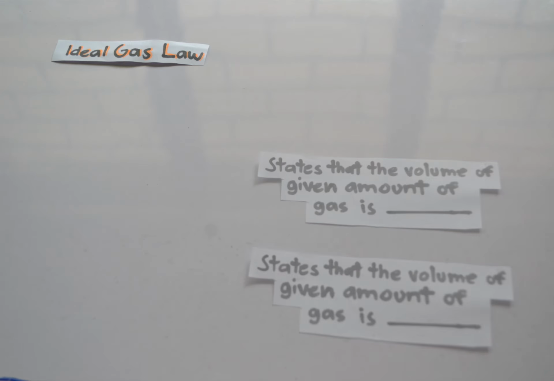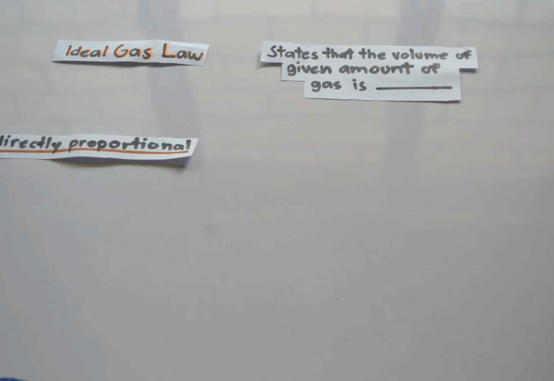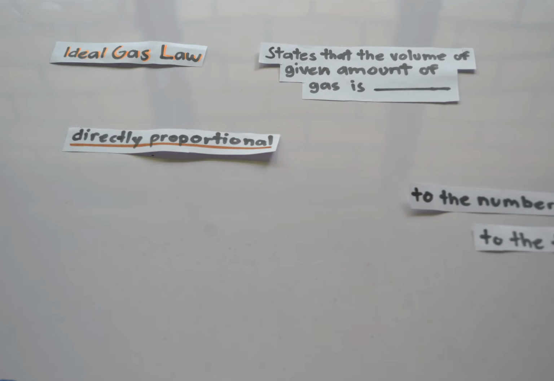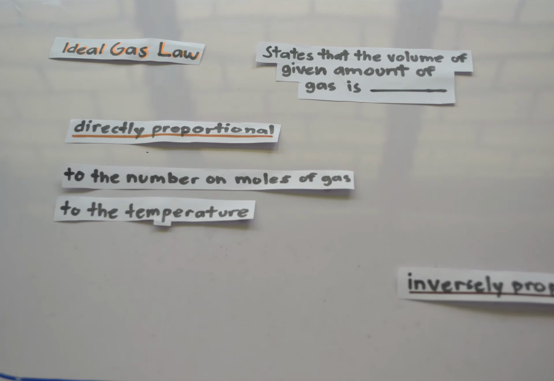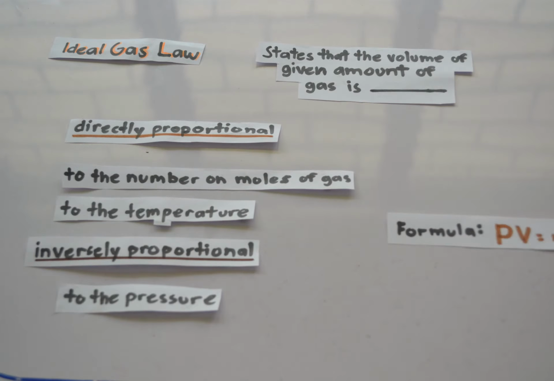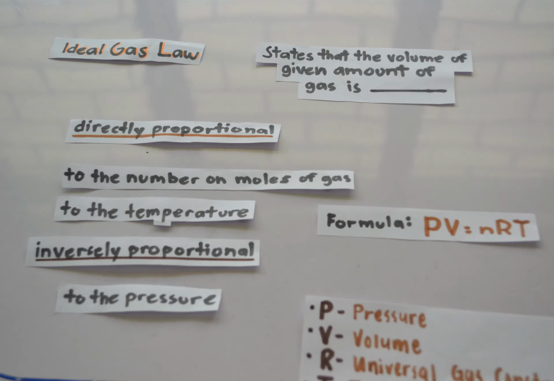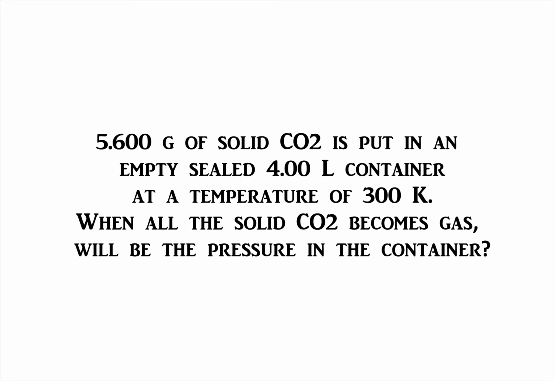The ideal gas law states that the volume of a given amount of gas is directly proportional to the number of moles of gas, directly proportional to the temperature, and inversely proportional to the pressure. The given formula is PV = nRT. P means pressure, V means volume, n means number of moles, R is the universal gas constant, and T is temperature.